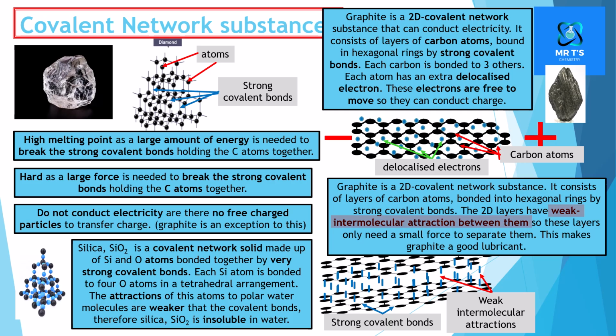So within the layers there are strong covalent bonds, but between the layers they're weak intermolecular attractions. So graphite, a two-dimensional covalent network, consists of layers of carbon atoms bonded in hexagonals. That's this sort of honeycomb hexagon structure here. They have weak intermolecular bonds between the layers. So if you were to have some graphite on the end of your pencil, a layer of graphite could easily come off the end of your pencil because it is weakly attracted to the next layer above it.